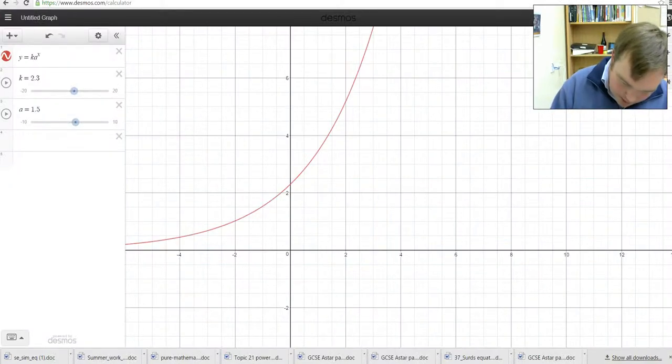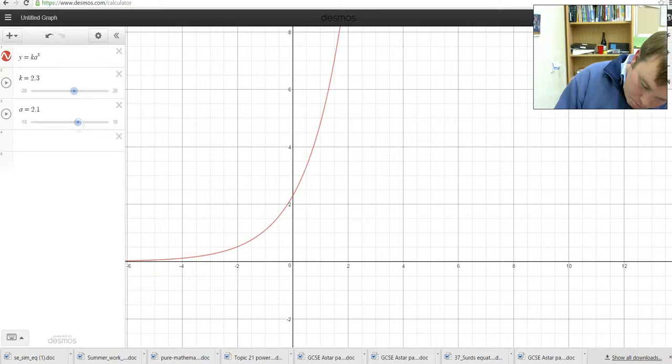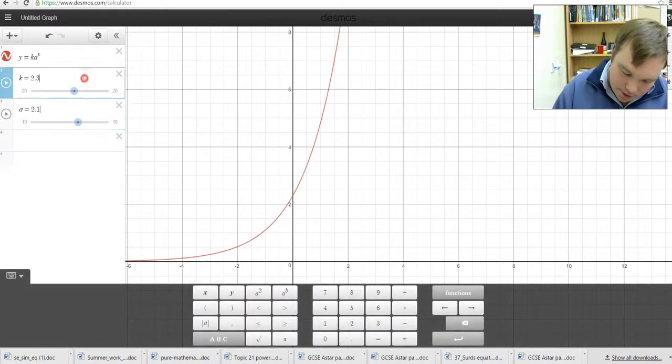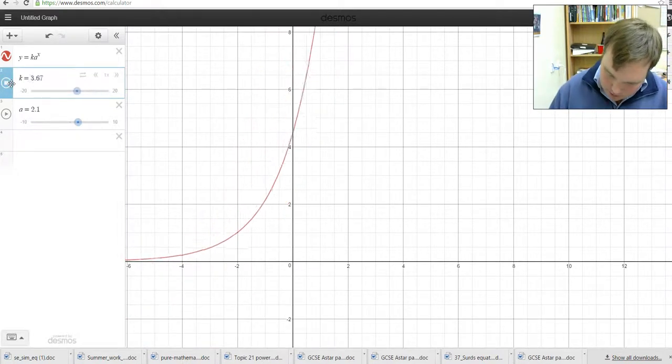Hello, Desmos. Now, look on the left-hand side where my cursor is on this slider. K is 2.3, A is 1.5. I might just make A 2 for now. 2.1 will do. Now watch what happens when K changes. When K is positive, negative.